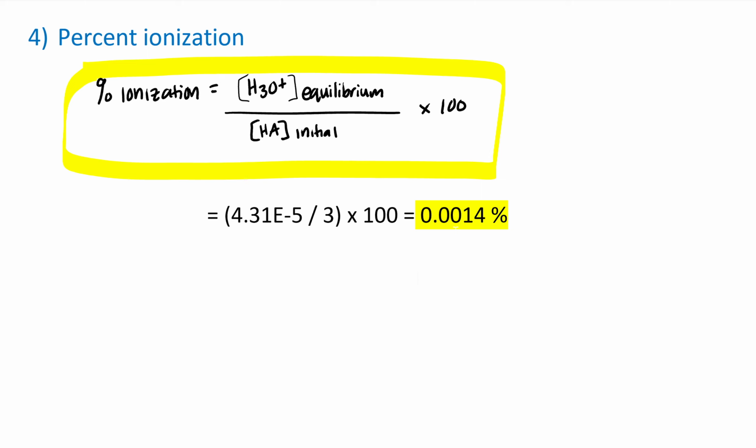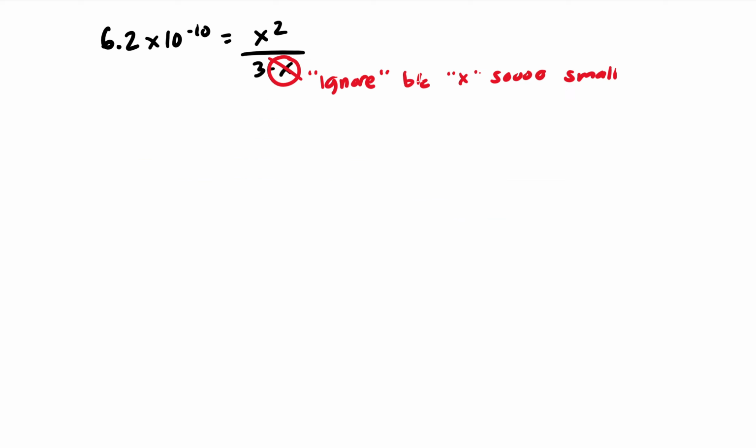That's an extremely small percentage. This makes this an extremely weak acid, because the majority of the acid molecules are not ionizing, not producing hydrogen ions. And only a very small percentage of them, 0.0014%, are ionizing. So that's a very small percentage of a very weak acid. And now, one last thing to point out.